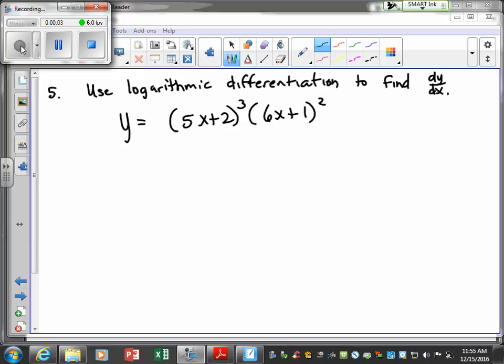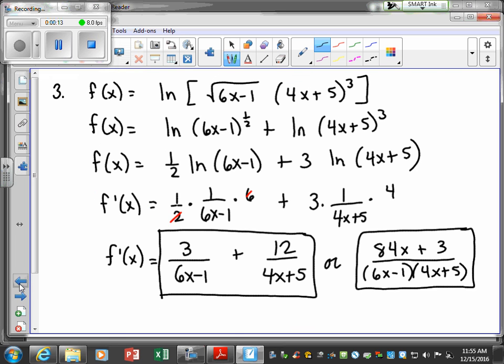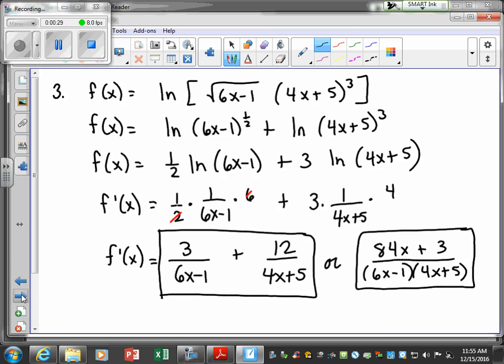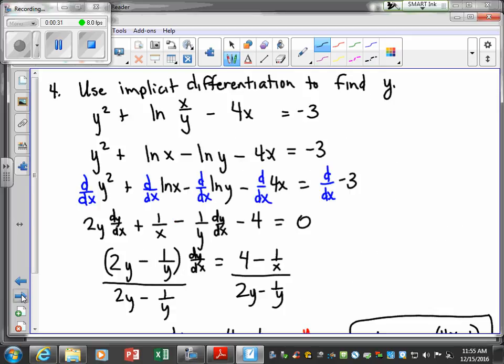Okay, continue with some examples. Use logarithmic differentiation to find this. When we're using logarithmic differentiation, let me go back to our guidelines. We're going to have y equals f of x. We're going to take the natural log of both sides. We'll differentiate implicitly, take the derivative of each side, and then multiply by y. Okay, so just quick, give us an idea of what we're going to be doing.